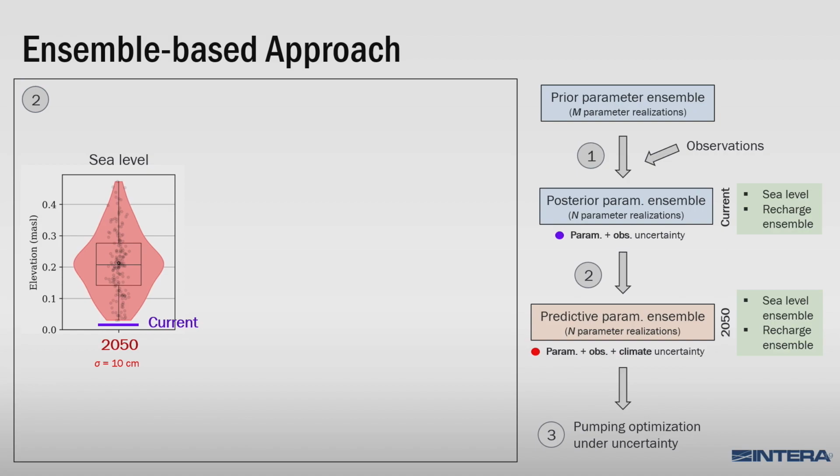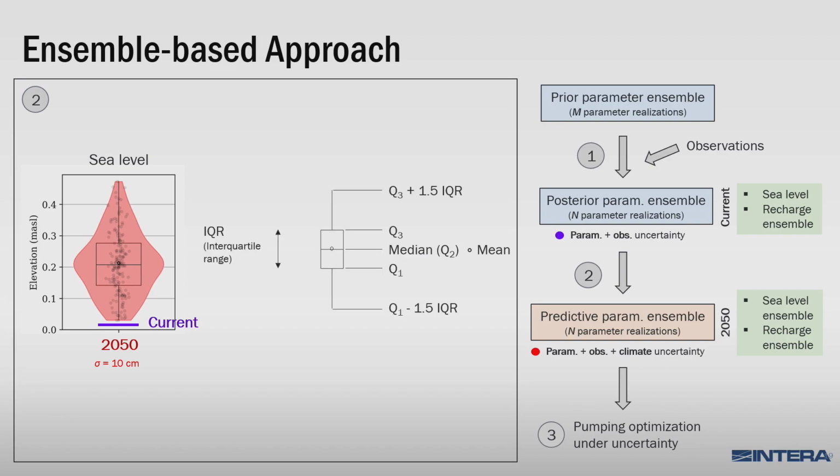So just a quick zoom into these 2050 sea level and recharge ensembles. Here is the current versus 2050 sea level that we had in the posterior versus the predictive parameter ensembles. Just as a reminder, the violin plot is a box plot to which we superimpose a density plot where width reflects frequency. So we have a median 20 centimeter sea level rise that was predicted in the area.